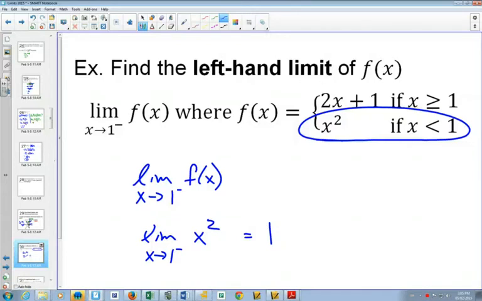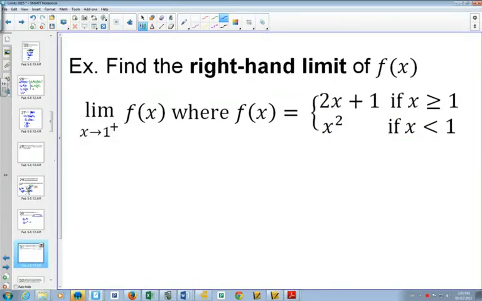Similarly, the right-hand limit, in this case, you write that with a 1 with a plus, of f of x, well, from that side it would be the 2x plus 1. And just plugging that in, the right-hand limit would be 3.